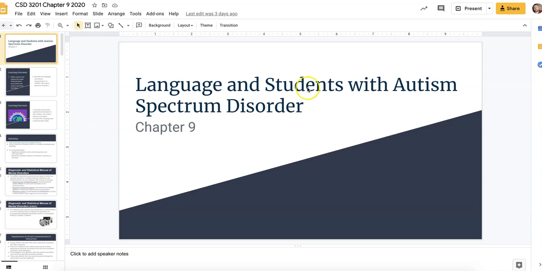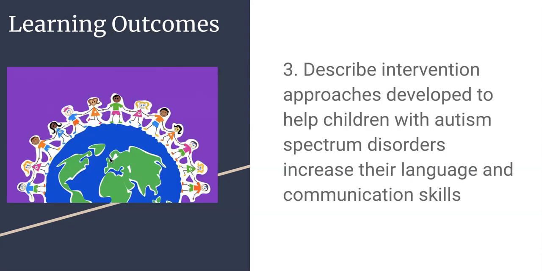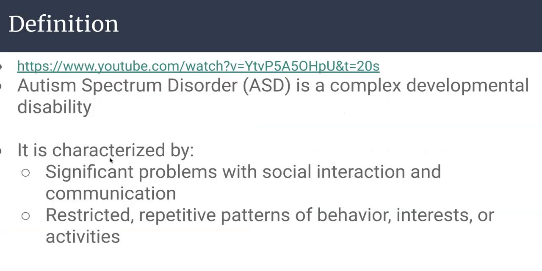All right, here we go with Chapter 9, Language and Students with Autism Spectrum Disorder. So the learning outcomes are going to be to define autism and explain the major characteristics associated with autism, describe the language and literacy characteristics of children with autism spectrum disorders, and describe intervention approaches developed to help children with ASD increase their language and communication skills.